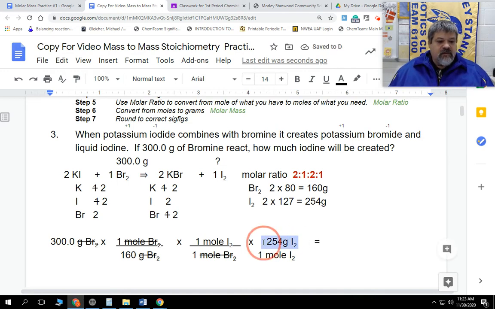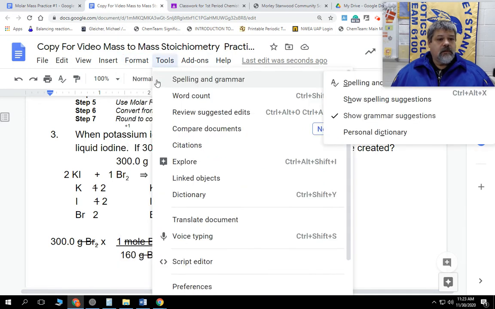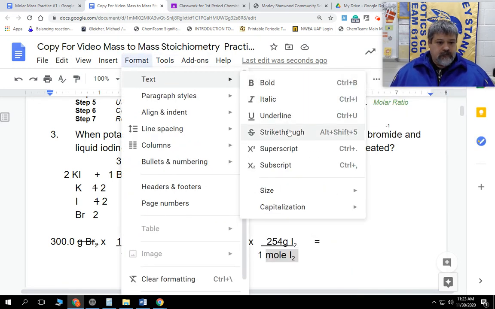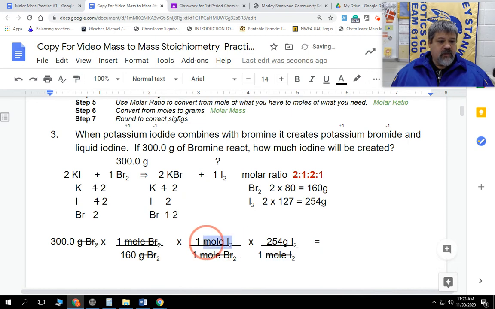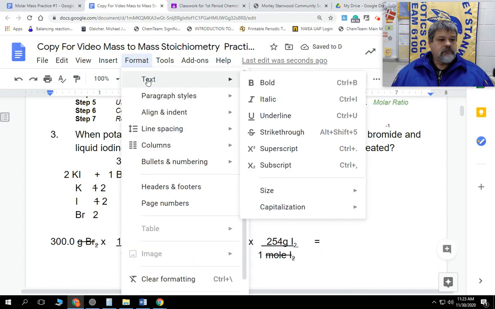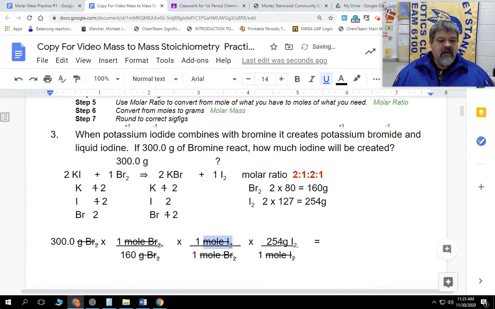Again, that's what's going to equal. So we're going to underline this. And now, can I get rid of anything else? Well, yep, I can get rid of moles of iodine here. So let me get rid of this moles of iodine. Now the only thing I have left is grams of iodine. So now all I have to do is our math.